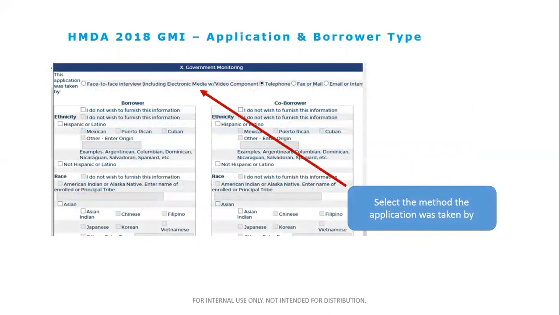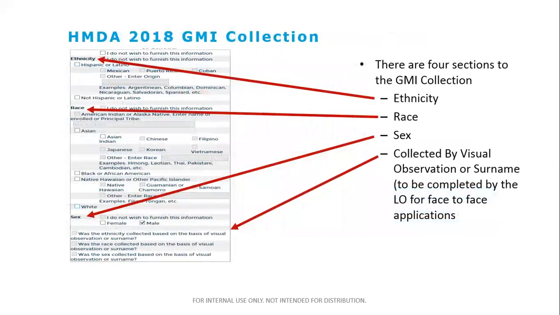Now at the very top of this page, the Government Monitoring Information, this is where we're going to enter how this government monitoring information was gathered. Again, face-to-face, telephone, fax or mail, or email and internet. The next section, just right below, is going to list the 4 different types of information. We have ethnicity, race, sex, and then whether or not it was collected based on visual observation.